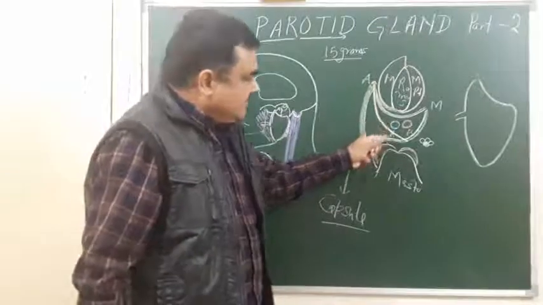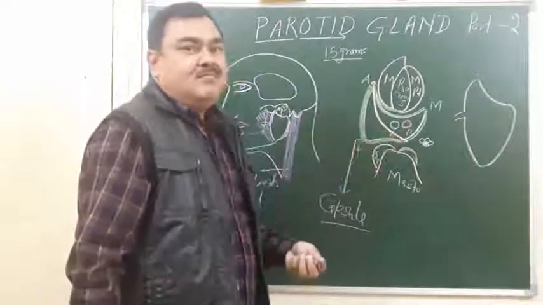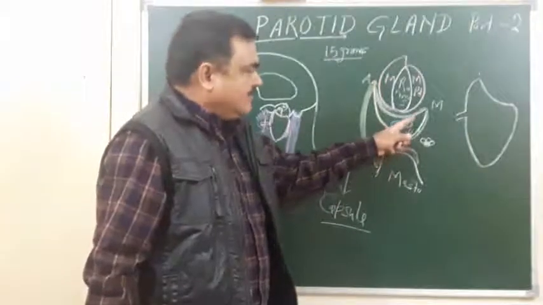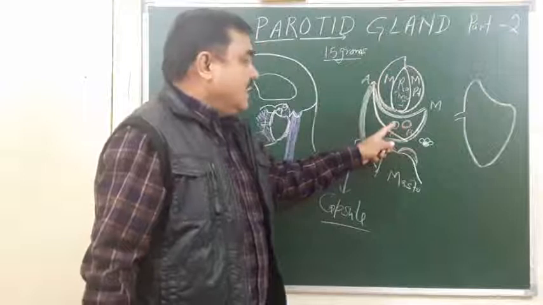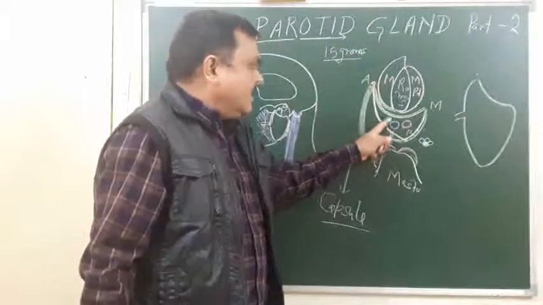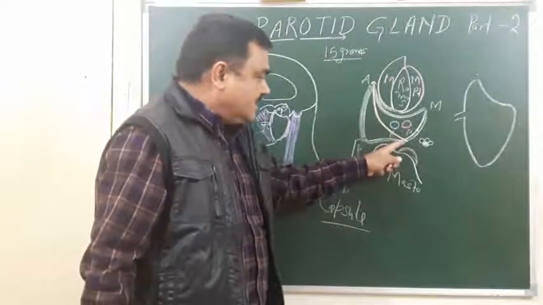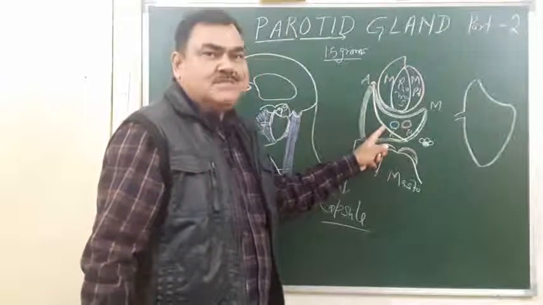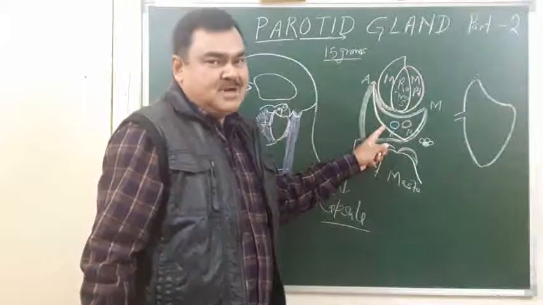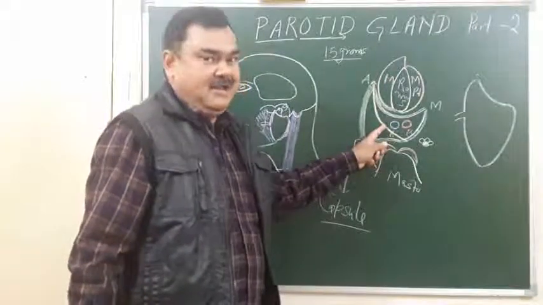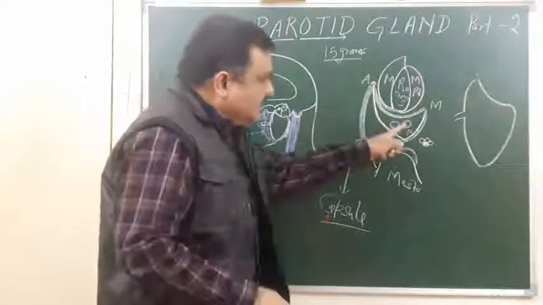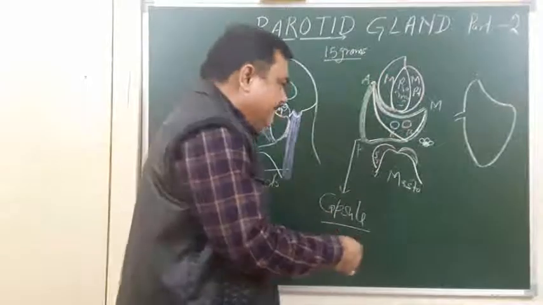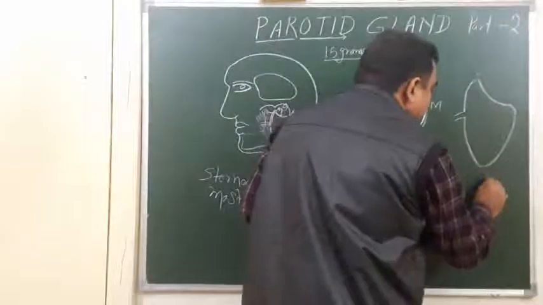Important thing: three structures pass through the substance, but only two structures give supply. This artery gives supply, and this vein receives blood through the gland. But this nerve only passes through the substance of the gland and does not give supply to the gland. This is the facial nerve. So, these medial to lateral structures, if you draw here, this is the external carotid artery.